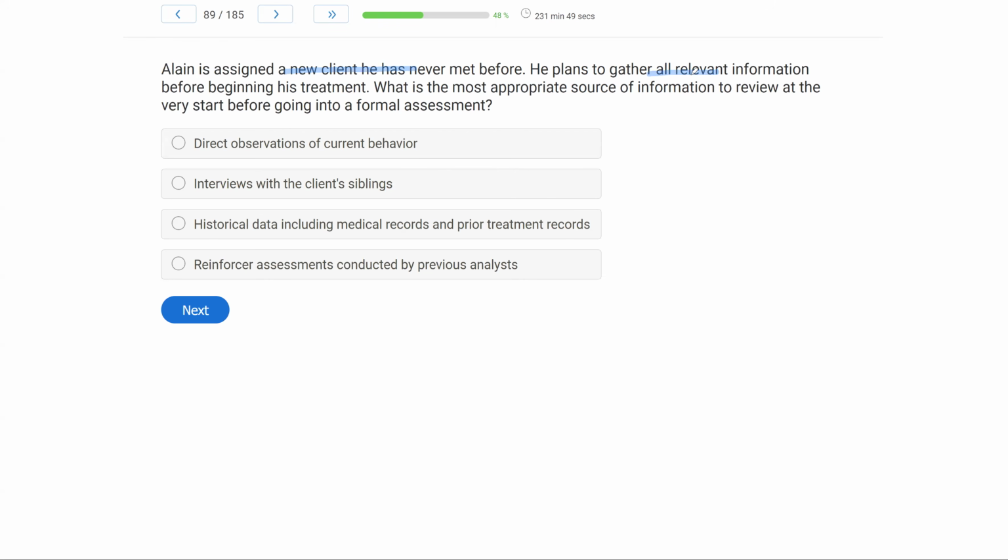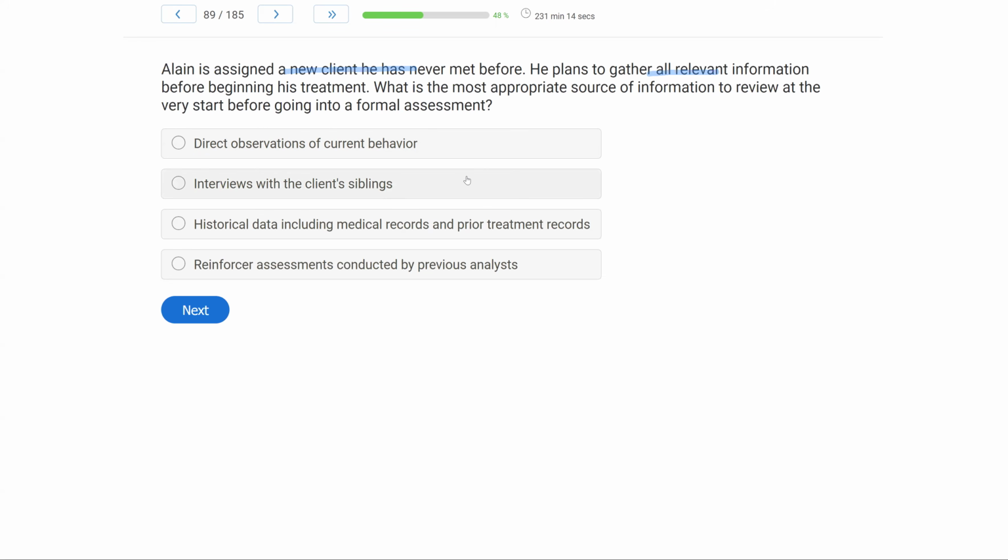This could be school records, things like IEPs and detentions, expulsions, medical records, prior ABA treatment records, prior therapy records. All these records from the history of the client are very important. So what is the appropriate source of information before going into this formal assessment? A, direct observations of current behavior. Well, direct observations would be considered a formal assessment. This is a brand new client, never met, and he's just gathering information before even meeting the client.